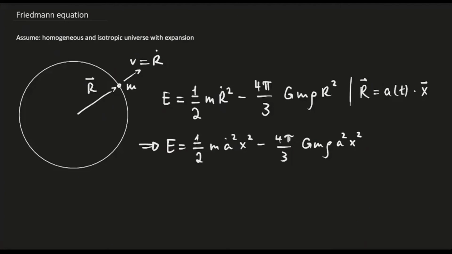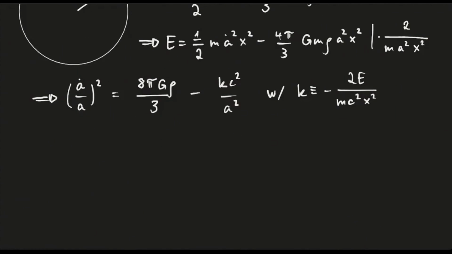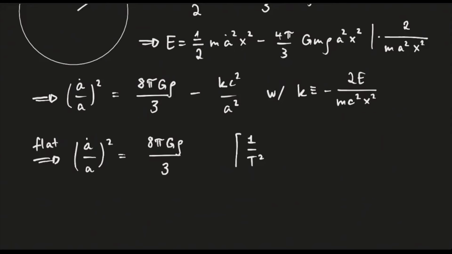Now we just have to divide by one half m a squared x squared and rearrange to get the Friedmann equation. (a dot over a) squared equals 8 pi G rho over 3 minus k c squared over a squared, where k is minus 2E over m c squared x squared. In a flat universe, the last term is 0. The Friedmann equation is in units of 1 over time squared, so in a way we have an equation of motion for the entire universe.